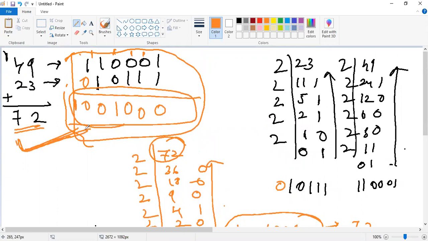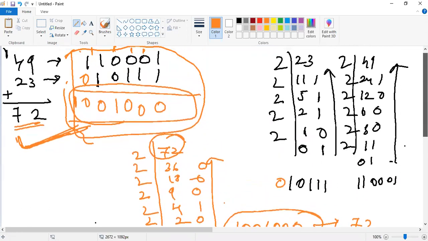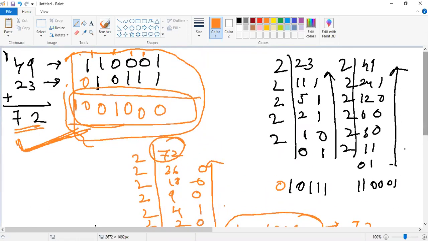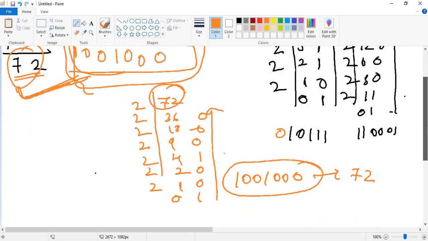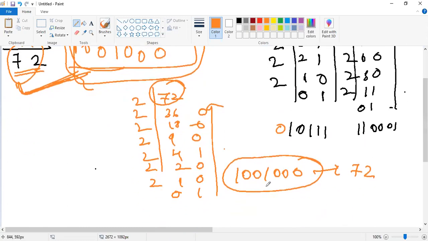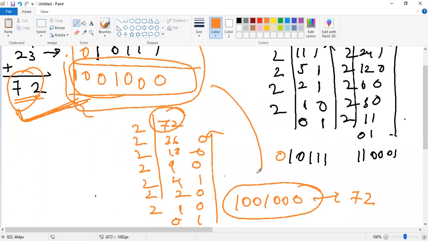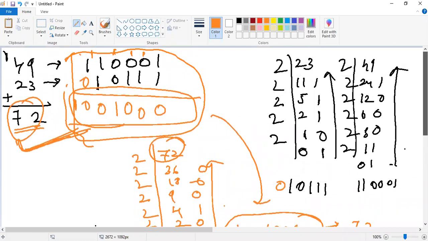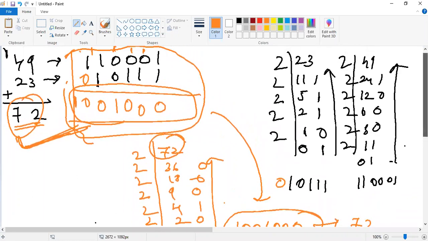So in case of binary, we are getting the same number, which means we are getting the proper output. We add these in binary, and in decimal we add, so we get 72. When we find the binary for 72, observe, we are getting this one. If you compare both numbers, they are the same, which means our answer is right. So in the binary number system, we are getting the proper output of the addition.